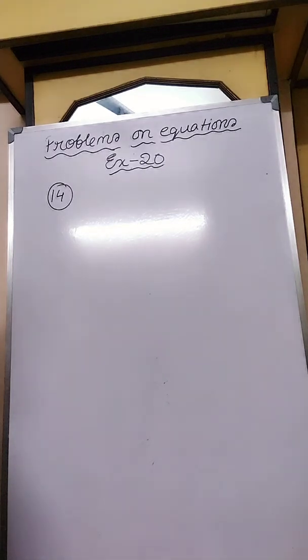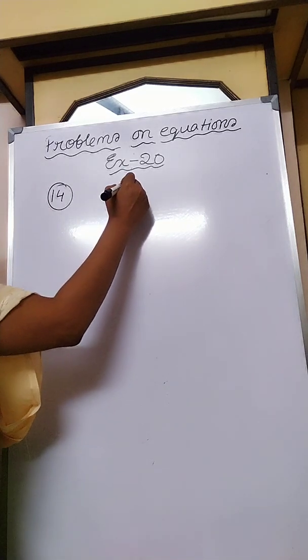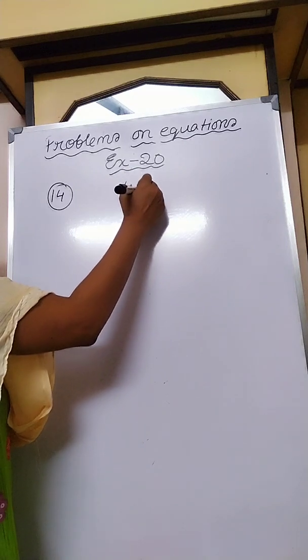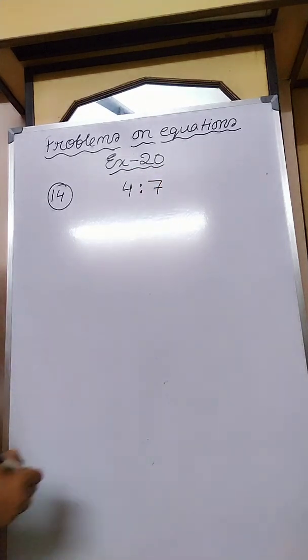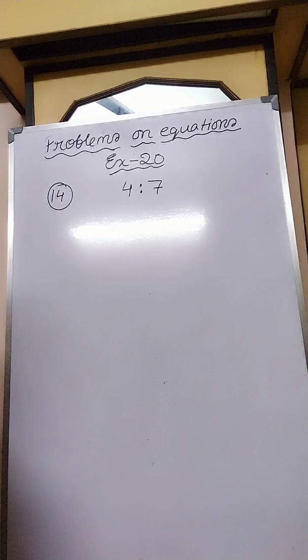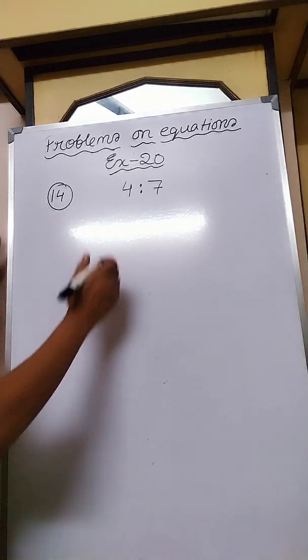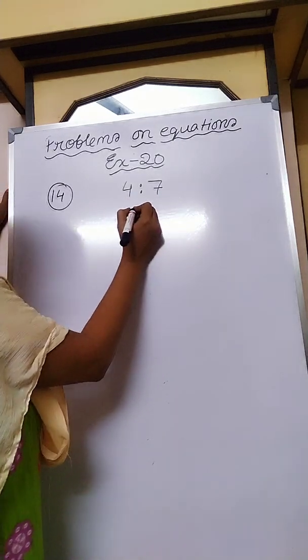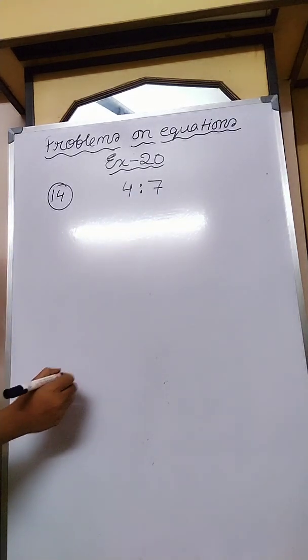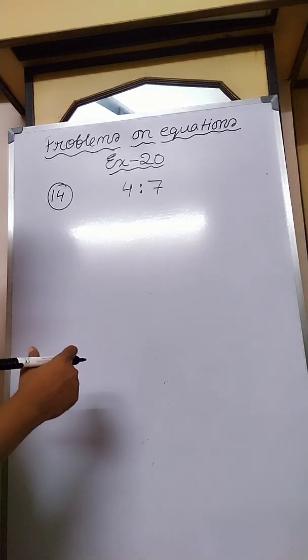In sum number 14 it is given that the ratio of ages of two persons is 4:7, and one of them is greater than the other by 30 years. So here what you have to do is you have to take common, you have to assume something.